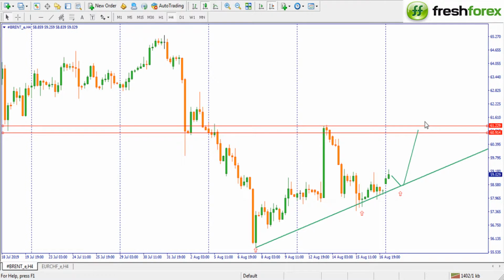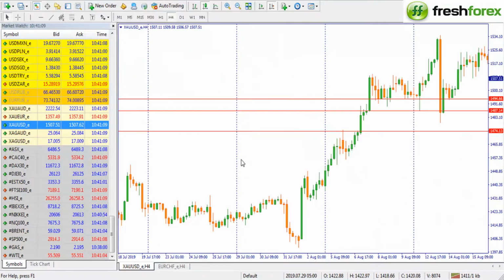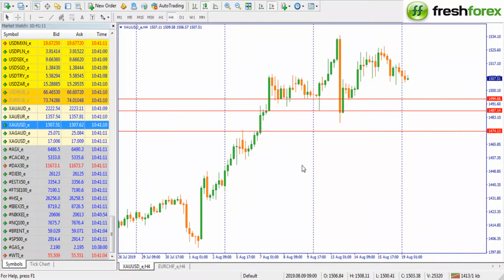Move forward to the next symbol, and that is gold. One thing that I want to mention is that if you are trading SP500, look for the same trade on USDJPY. Both of them appear to be moving in the same direction. For some time now, gold, SP500 and USDJPY have been moving in the same direction. So if you see a buy on gold or SP500, expect the same buy on USDJPY.